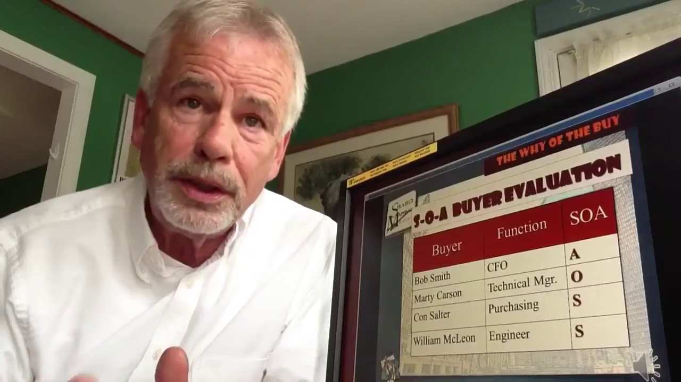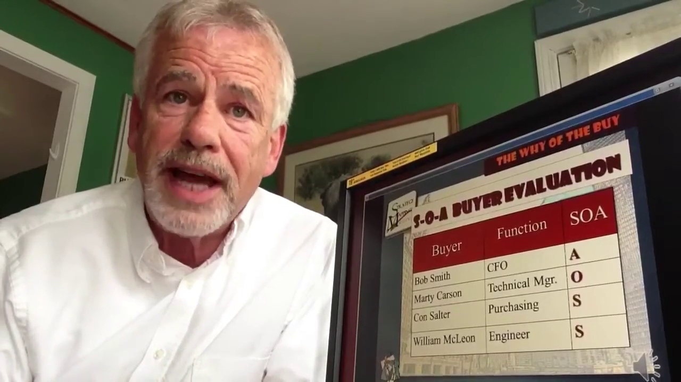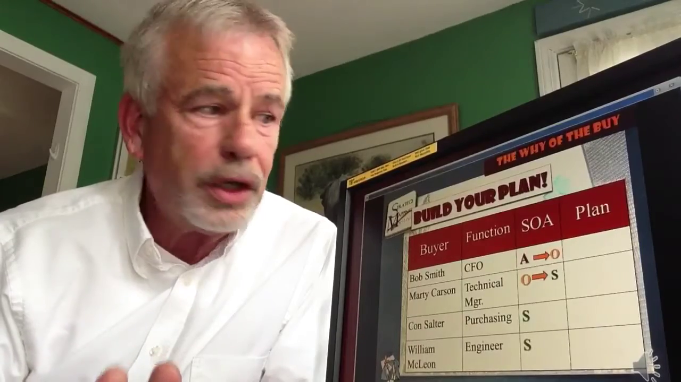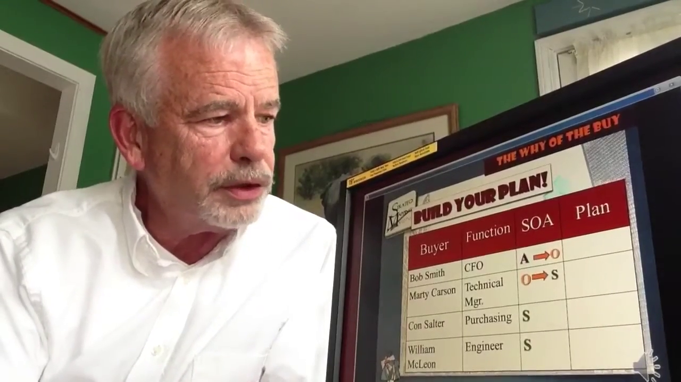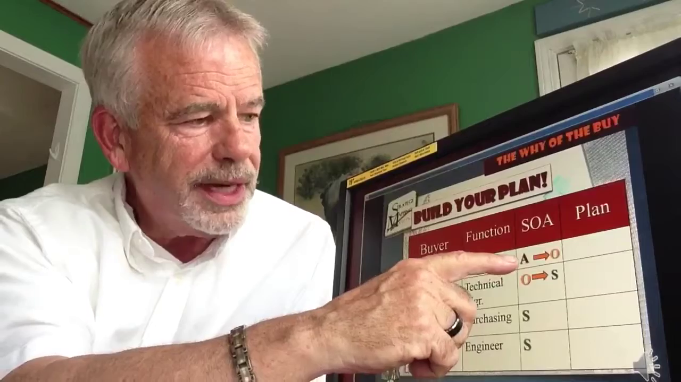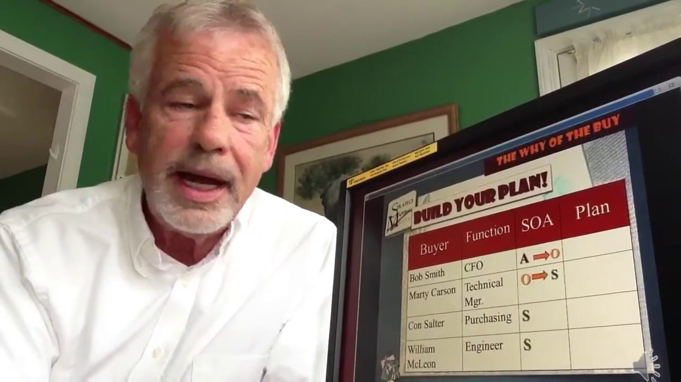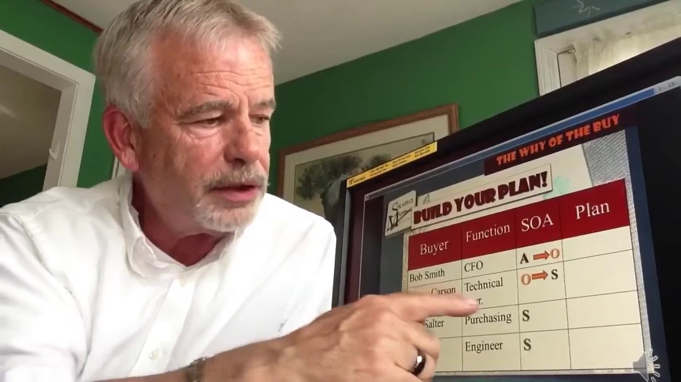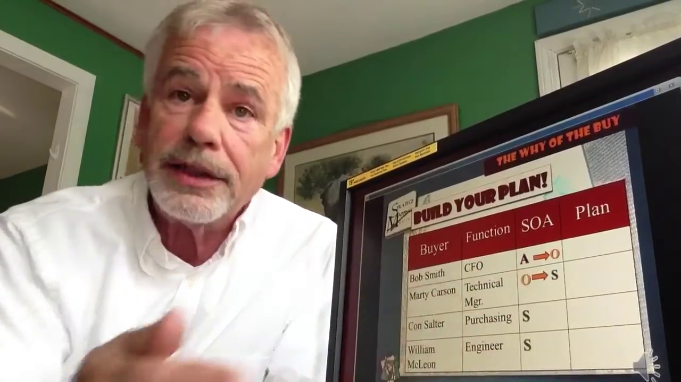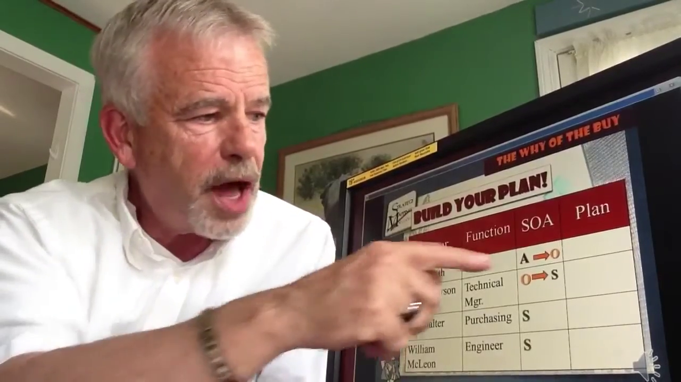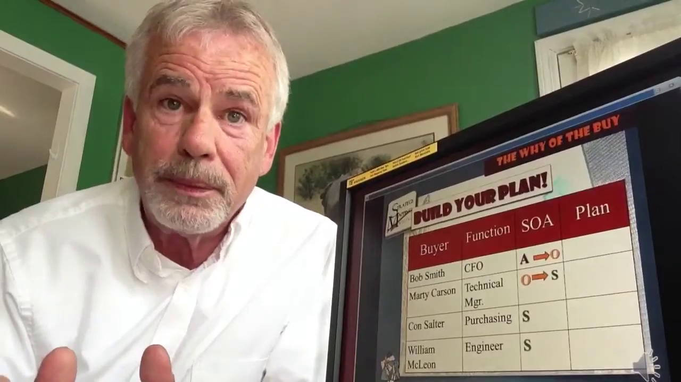So, what do we do? The key, once we've done this analysis, is to build a plan. In this case, I want to focus on, can I move the A, the CFO who's against us, to O status? And ideally, can I move the technical manager from O to S, or open to support? Now of the 2, obviously the top one is the most important because that's likely to result in a veto.